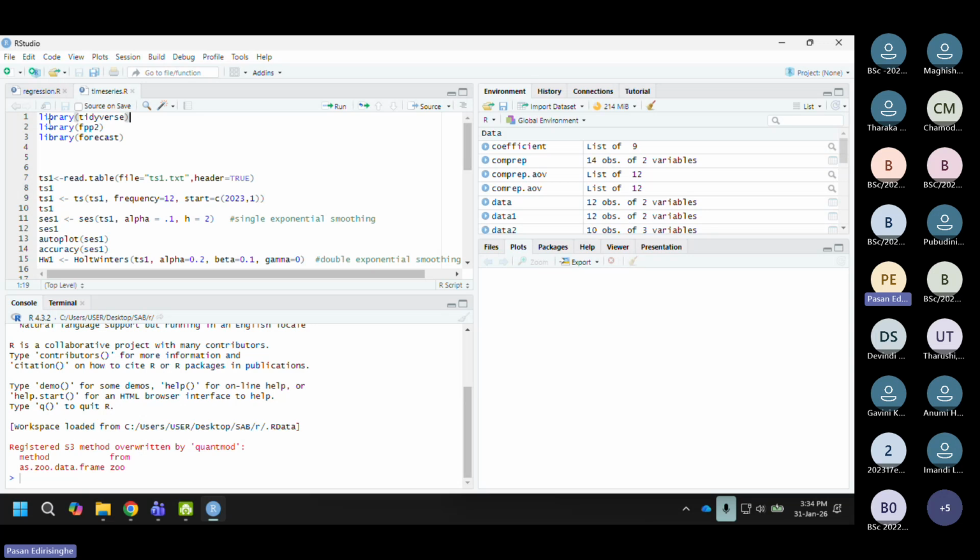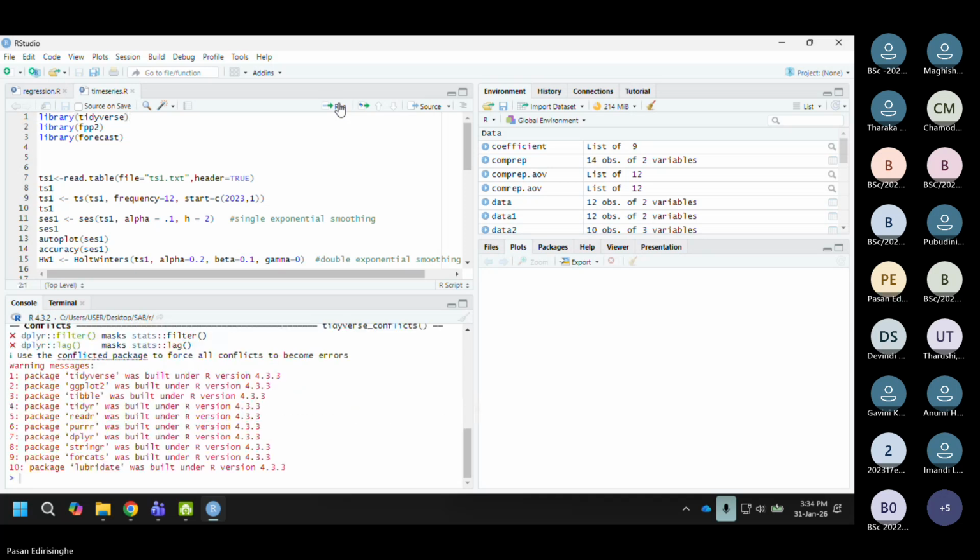So once you install those packages, then you have to call them whenever you are running the code, right? The library command is for calling the packages. So I'm calling these packages. You can see they are usually running, right?